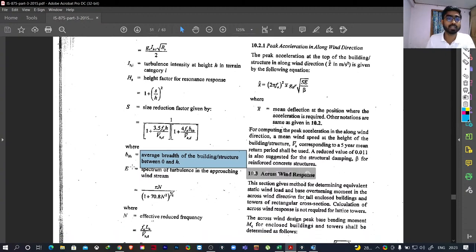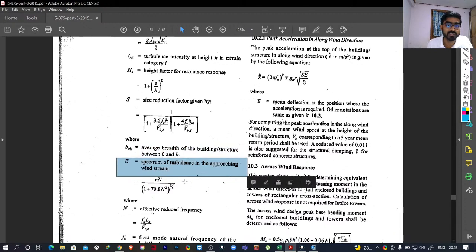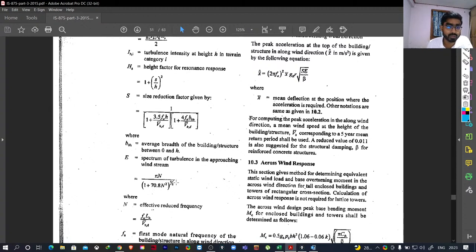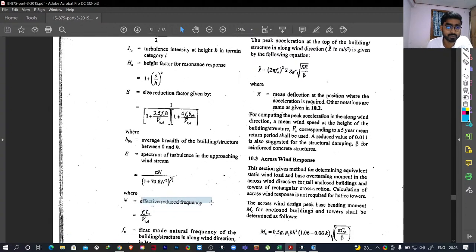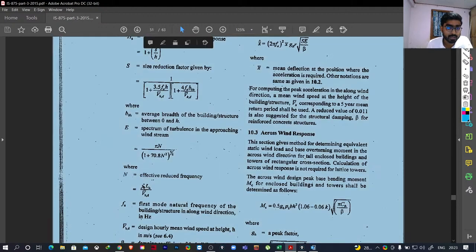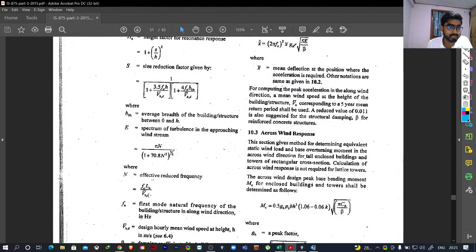Okay, so after that, the E is the spectrum of turbulence in the approaching wind stream. For that, we have this formula pi n by 1 plus 70.8 n square. Now, what is this n? Effective reduced frequency. FA we have got, LH also we have got previously, and VZ also we have got. So from this, we can find out the n value, and just put this n value here, we'll find out this E. Okay, so here this VZ value is variable, right?